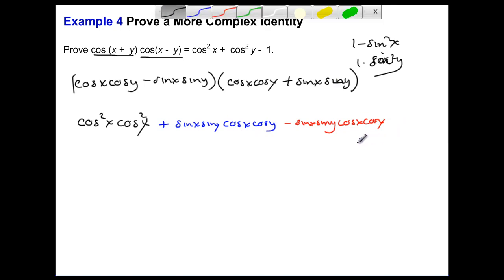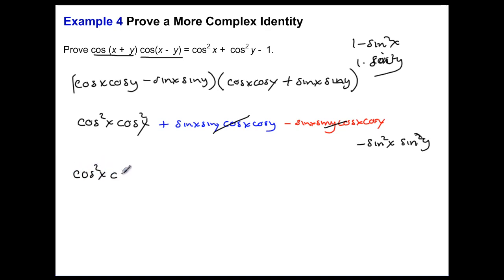And then I'm finally left with a negative sine squared x sine squared y. These disappear, and on the left hand side I am left with cos squared x cos squared y minus sine squared x sine squared y. So that's all on the left hand side.